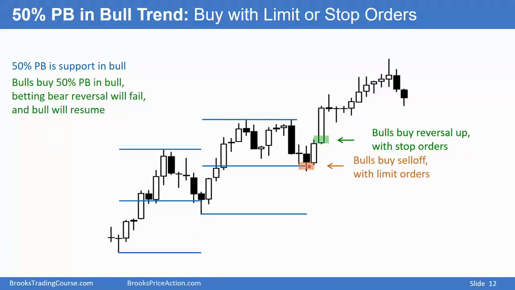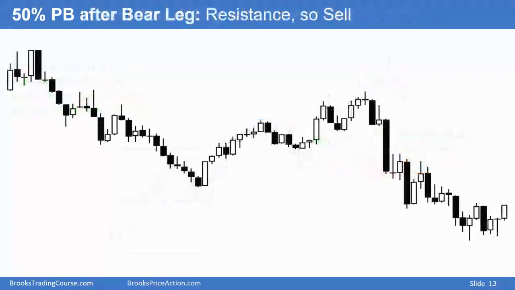If it does not dip below 50%, a lot of these bulls who wanted to buy at 50% are not filled. Instead, they'll buy on a reversal up, especially above a bull bar, using a stop order.